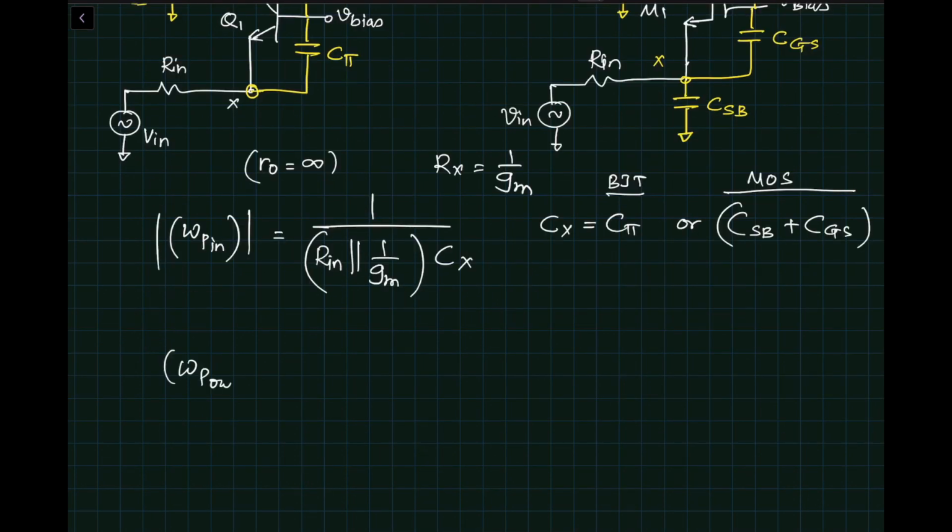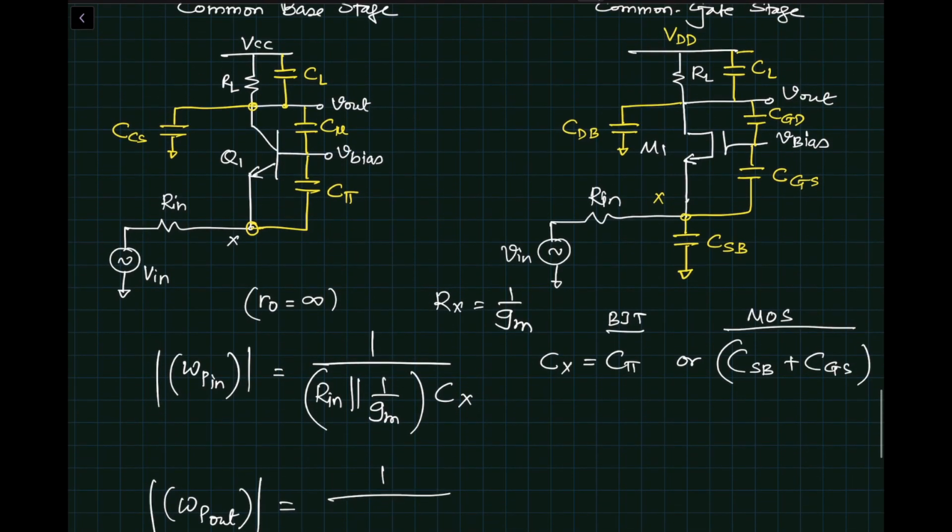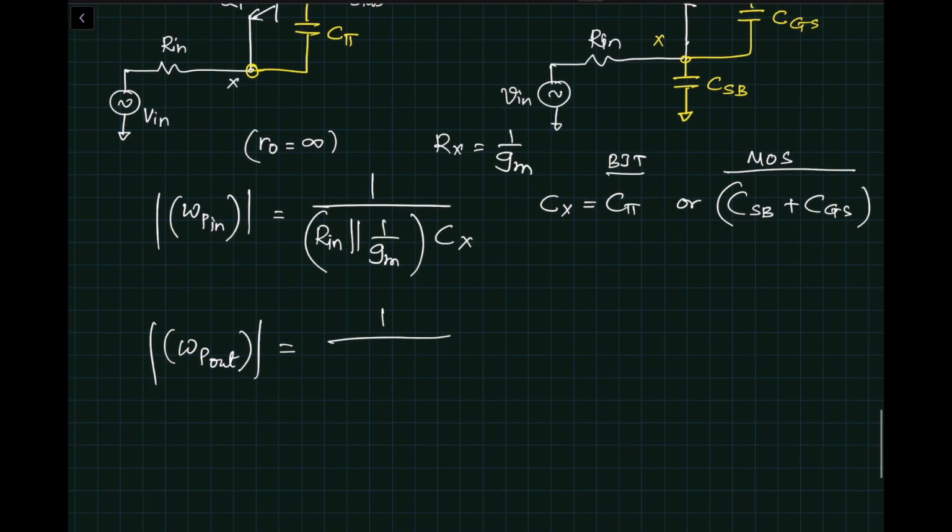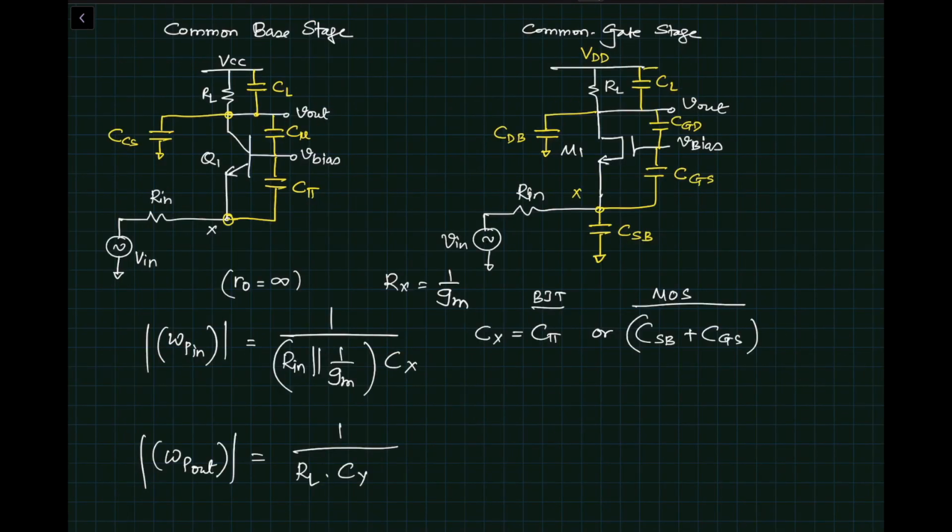Omega P out, the pole at the output location, output node, is going to be, what is the resistance at the output node? In this case, it's going to be RL in parallel with all the capacitances which are at the output node to ground. So let's write that out. So that would be RL times CY. So in case of a BJT, CY will be equal to C mu plus CL plus CCS. In case of MOSFET, this will be equal to CGD plus CDB plus CL.